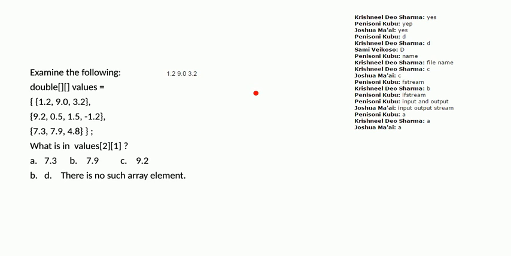And then you have 3.2, and then you have 9.2, then you have 0.5, then you have 1.5, then you have negative 1.2, then you have 7.3, 7.9, 4.8. I hope I wrote it correctly. Something like this, right?